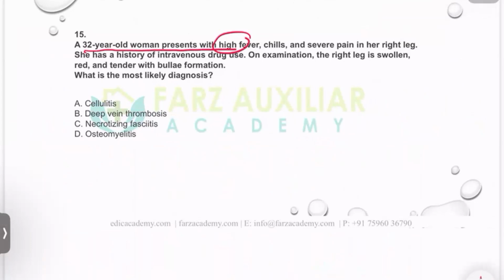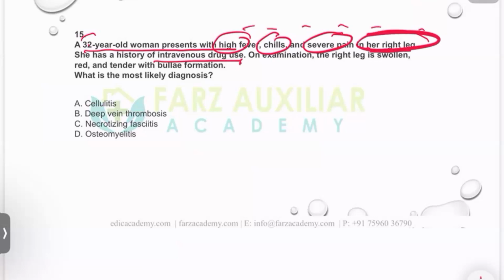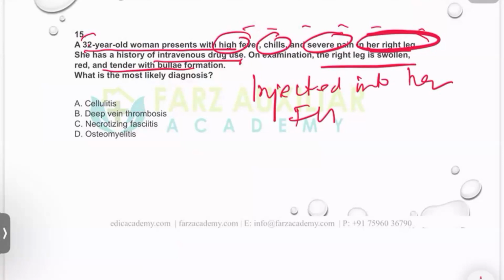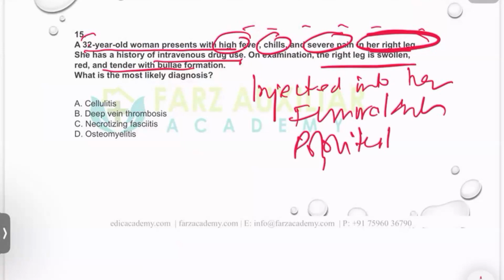A 32-year-old woman comes with high fever, chills, and severe pain in her right leg. She has a history of IV drug abuse. Oh my God, she's just 32. Her right leg is swollen and tender. What has gone wrong here? She has injected into her femoral artery or popliteal artery wrongfully, because she's an IV drug abuser. She has lost all veins, so they end up injecting into their popliteal veins or popliteal artery or femoral vein.